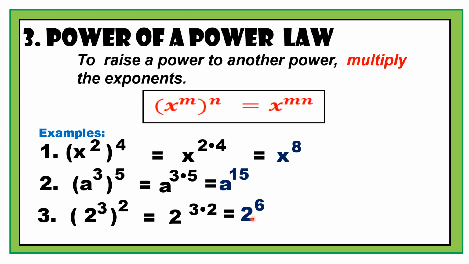So, simplify natin ang 2 raised to the 6th power. This is equal to 2 times 2 times 2 times 2 times 2 times 2. So, 2 times 2, 4 times 2, 8 times 2, 16. 16 times 2 is 32 times 2, we have 64. So, the answer is 64.